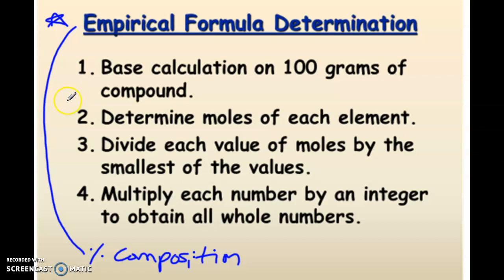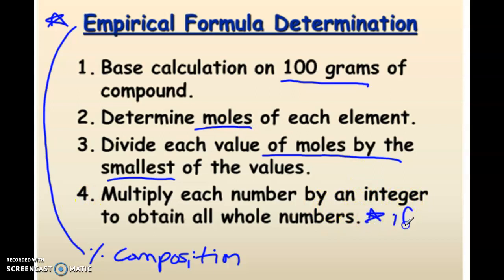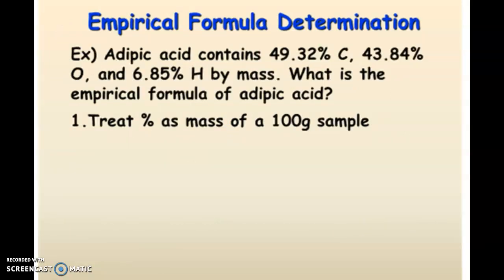Okay, so number one, we're going to base our calculation as if we had 100 grams of the sample. Number two, we're going to find the moles for each element. We're then going to divide all the moles by the smallest number of moles. Again, this is not making a lot of sense right now because you have to see it happen. And then we're going to multiply each number by an integer if needed. So this last step is if needed. We may or may not need this. Okay, so let's start taking a look at what the heck am I saying.